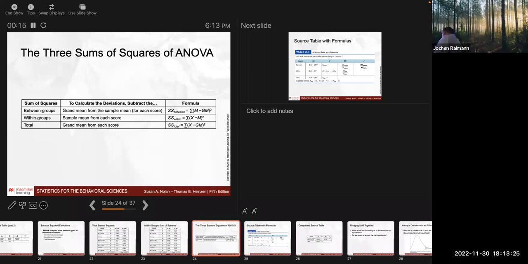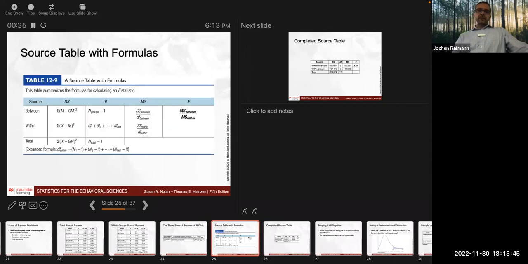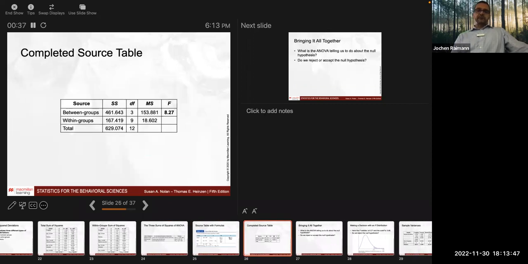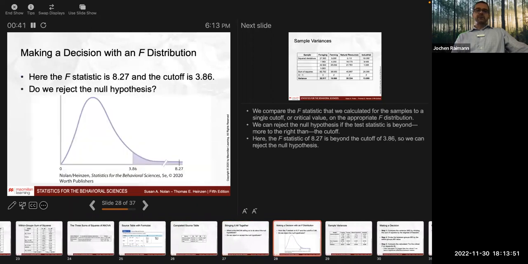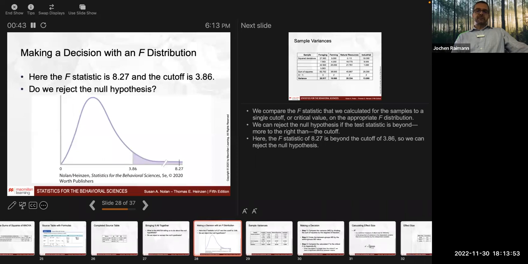So you have the sum of squares between, that's the M minus the GM. That was the last one we calculated. Then we had the sum of squares within, which is the X minus each individual M. And then we have the sum of squares total, which is X minus the GM. So we're calculating this now, we get to 8.27. So we are basically rejecting the null hypothesis.